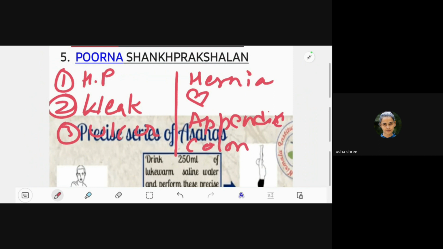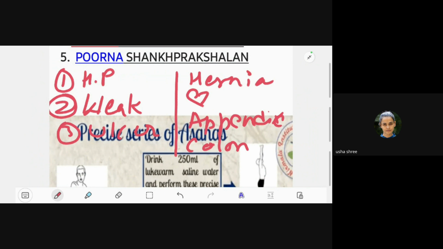In colon problems, meaning problems related to the large intestine, Poorna and Laghu Shankh Prakshalana are advised, but only at the earlier stages. Remember, only at the earlier stages, not at the stage where one is suffering or nearly to get operated. If doctors have not advised this, do not perform it or let others perform these activities.